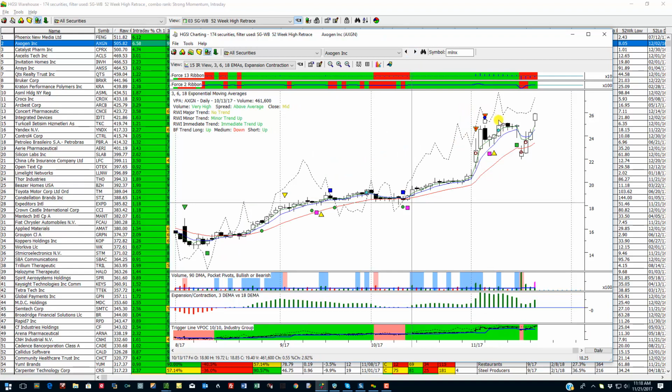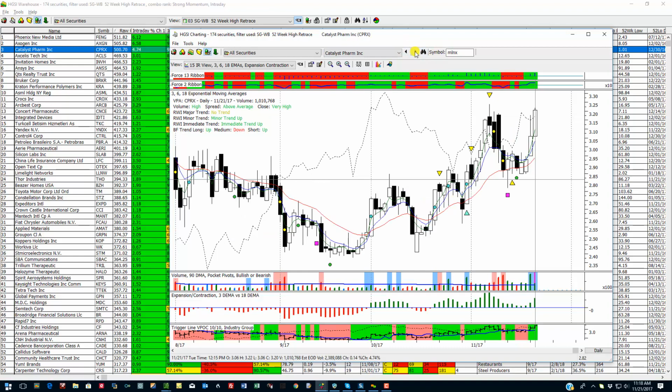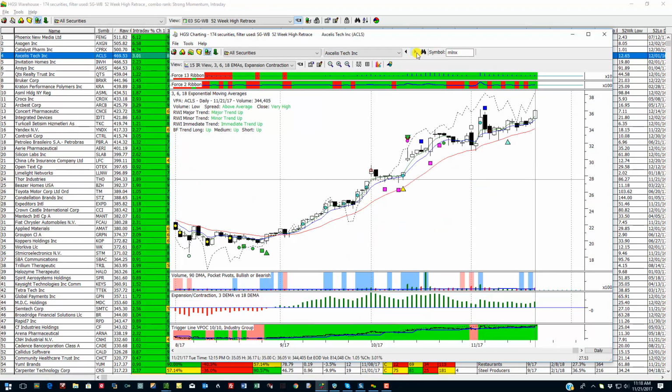Now here is one that hit a 52-week high. It pulled back. It was in that range between -2 and -10%, and guess what? It's out to a new 52-week high today. Looks like this one is too. It's a little cheapy stock.